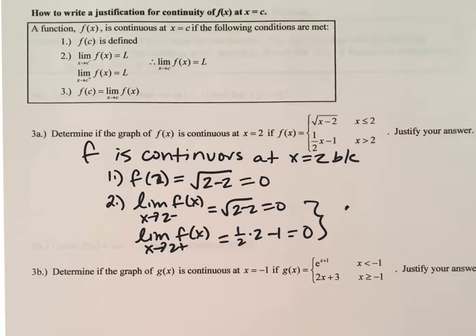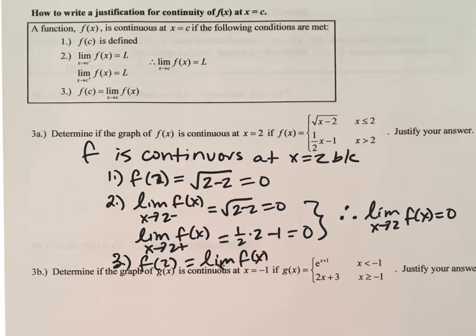So we need to add this extra step that I haven't required in the past, but I want you to include now. So we're going to say that, therefore, the limit as x approaches 2 of f of x is equal to 0. So now we can see that f of c is defined. It's equal to 0. The limit of f of x as x approaches 2 is also equal to 0. So we'll finish out with step 3, which says that f of 2 is equal to the limit of f of x as x approaches 2.